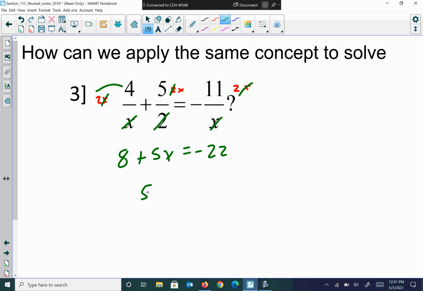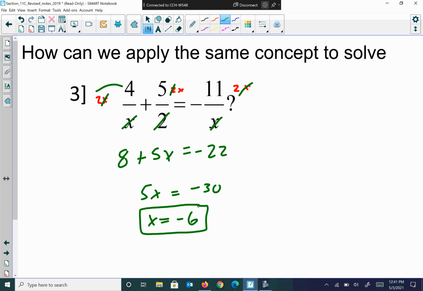Subtract 8, so I get negative 30. Divide by 5, so I get negative 6. Now the only thing I want to warn you about is you want to make sure that your answers continue to work. So if I plug negative 6 in, does it give me a 0 in the denominator on the original? No. Is there a square root sign that would make it a non-real number? No. So it's fine.